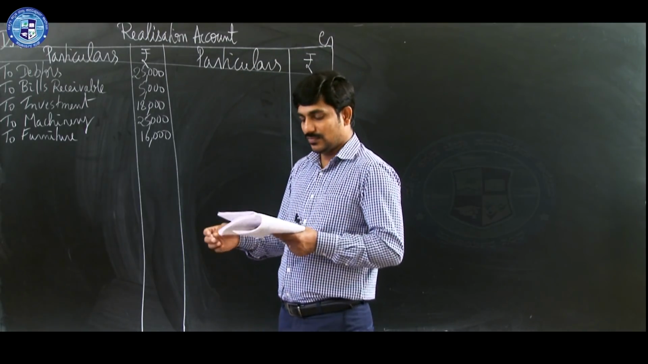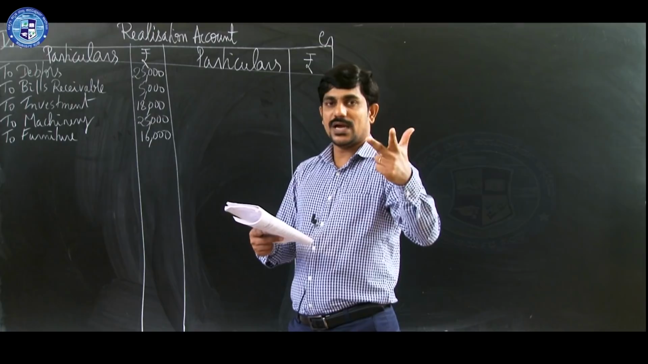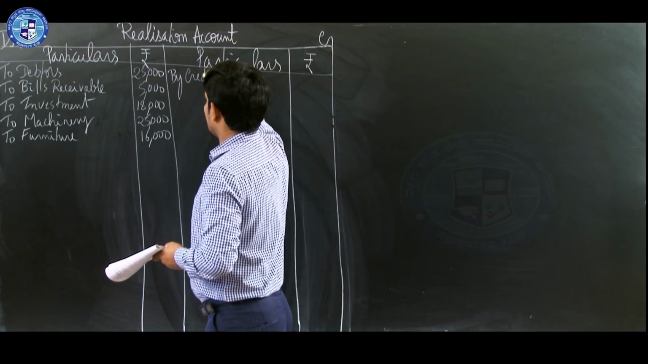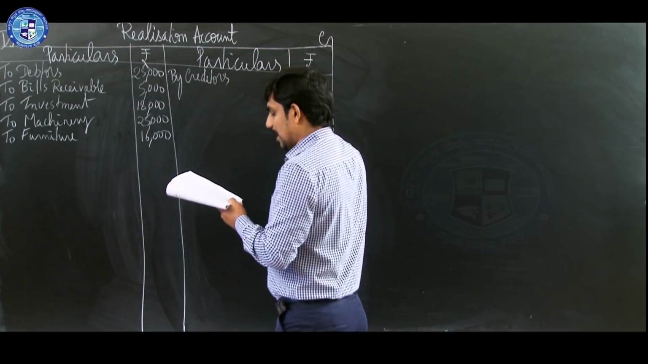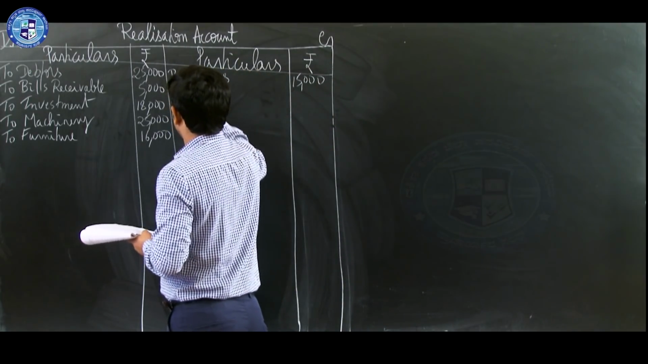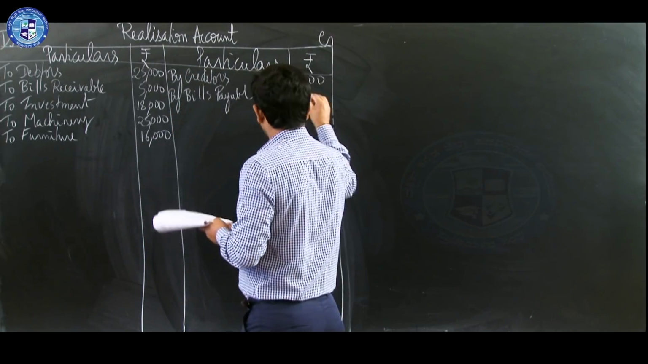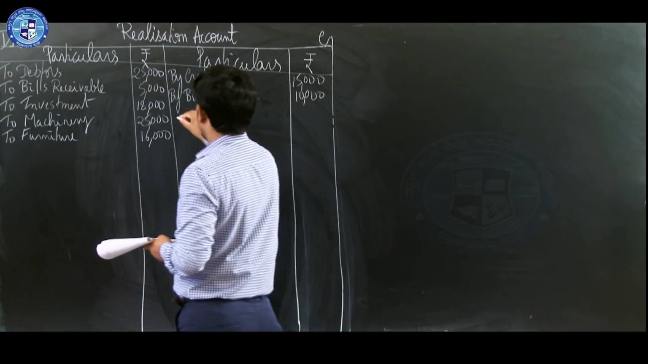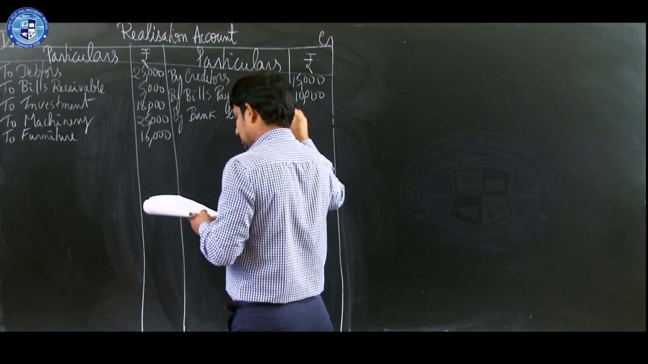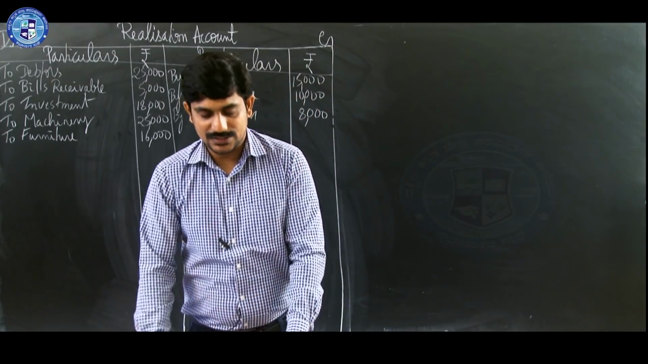Now here on the liability side, which are the liabilities we have to transfer? One is creditors, one is bills payable, one is bank loan. These 3 liabilities we have to transfer to the realization account. Which side? Credit side. Liability shows credit balance. 15,000 by bills payable 10,000 and by bank loan 8,000. So 3 external liabilities are there.